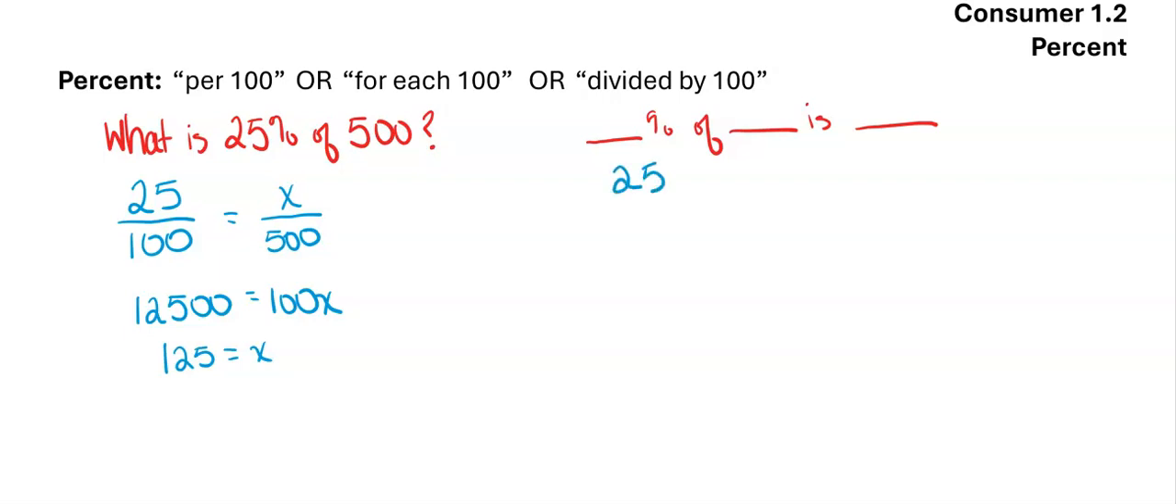So 25%, or I can write it as a decimal, 0.25, of means to multiply, of 500 is, that means equals, what? I don't know what that is, so I can solve for that question mark, or that X. So I can rewrite this as 0.25 times 500 equals X. And when I multiply 0.25 times 500, I get 125 equals X. This is the way that I do it.